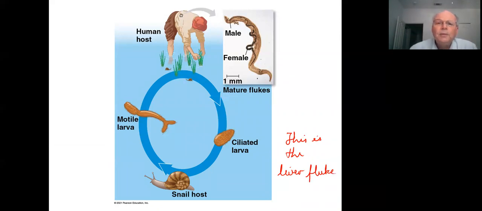So the liver fluke is dioecious. There's male and female. The male is quite large, but he has a little groove that runs along his body that the female fits into. So this coming together of the male and the female takes place within the blood vessels of the liver in humans. The resulting zygote then develops into a ciliated larva.